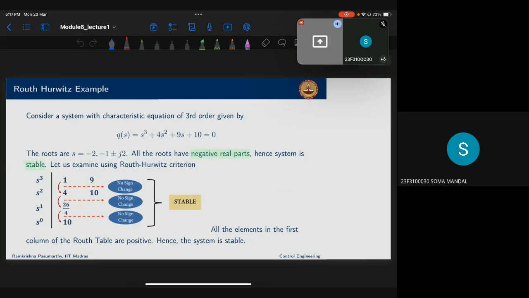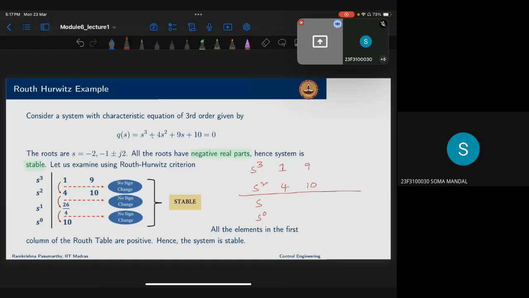Suppose you see this one, I'll quickly do this example. Here we have S cube as the highest: S cube, S square, S, S power 0. The S cube coefficient is 1. Next we have S square, that is 4. We don't fill the S coefficient here; we fill it alternately, 9. Next, the S power 0 coefficient is 10. We don't fill that one here either; instead we fill it in the second row only. Is this clear?